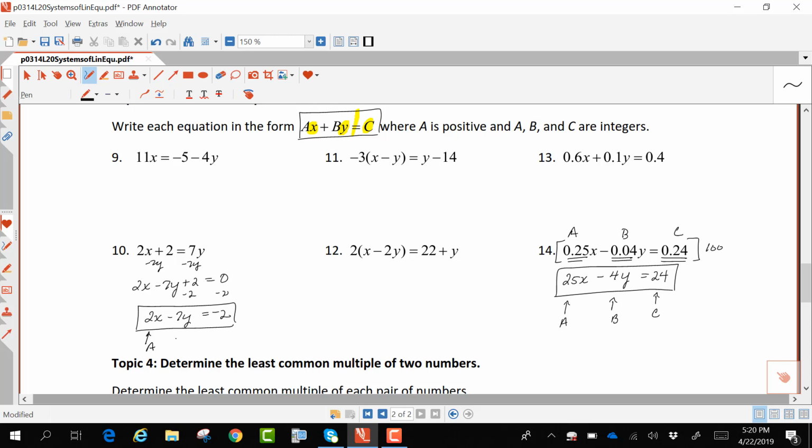My a would be a 2, which is a positive value. My b is a negative 7. And my c is a negative 2, and this is in standard form.